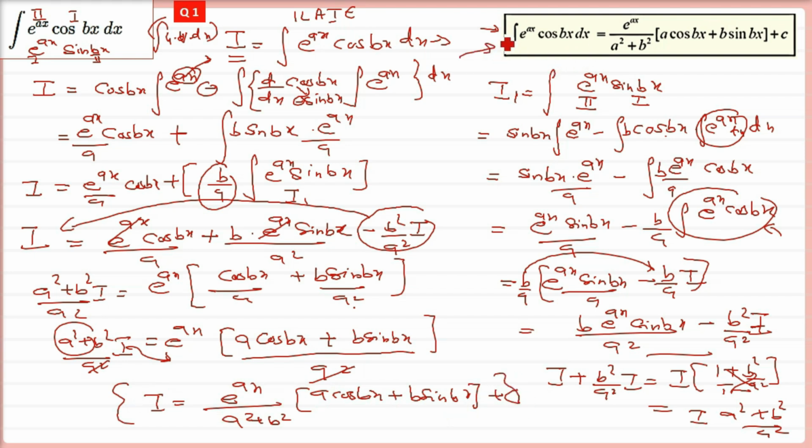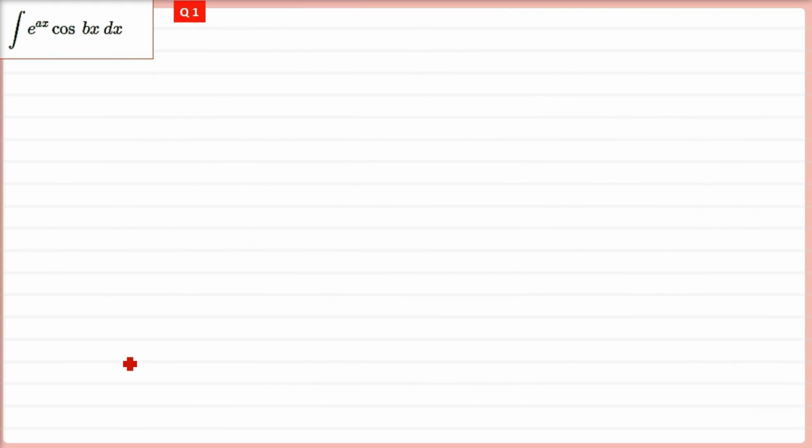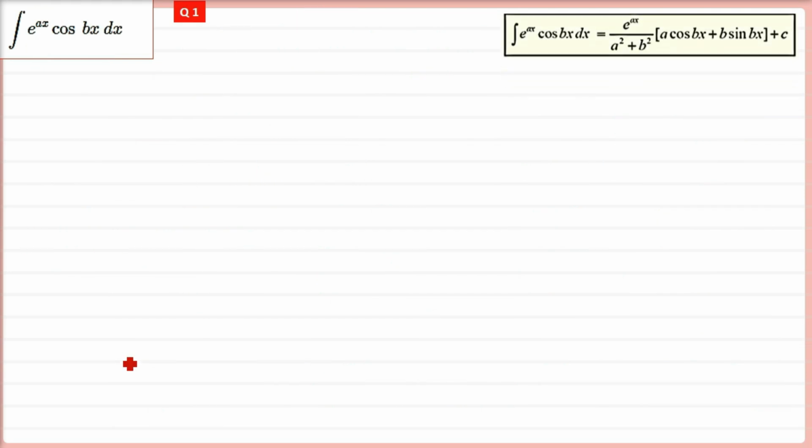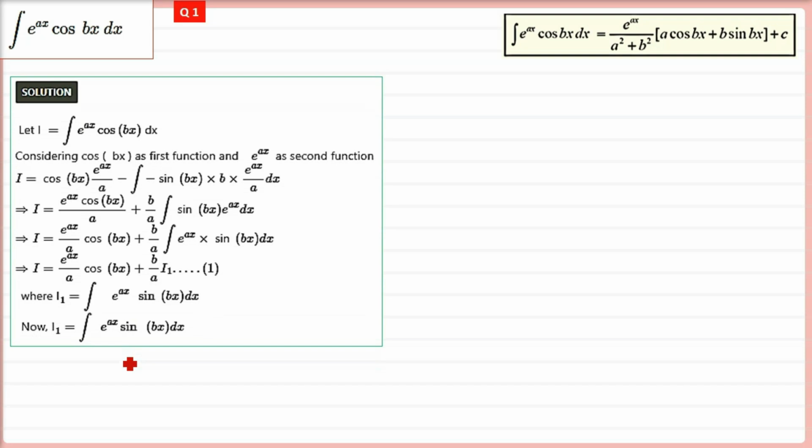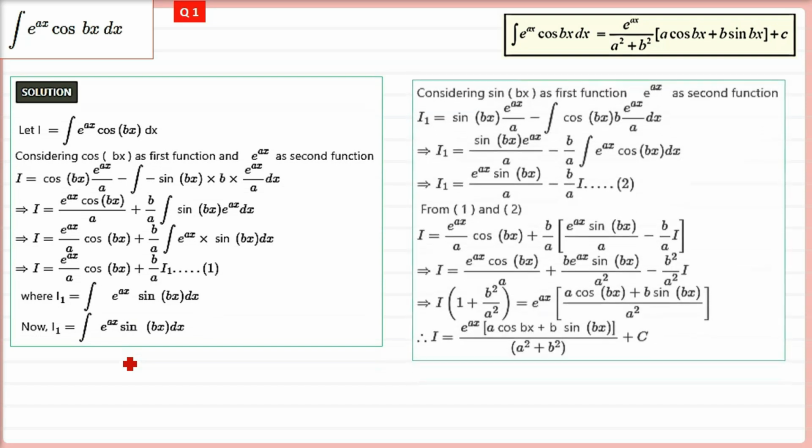So this is the proof of e raise ax cos bx and e raise ax sin bx. Now just need to see it cleaner, and I want you to do it again.